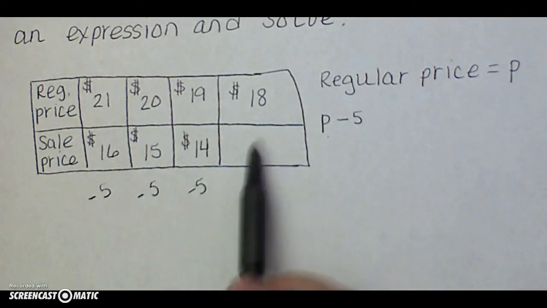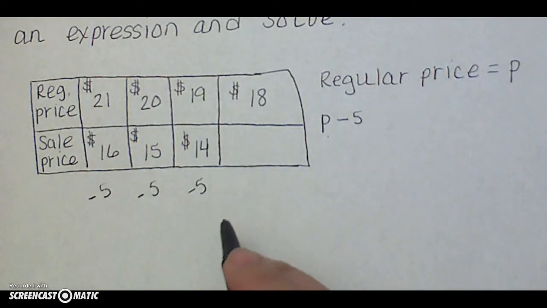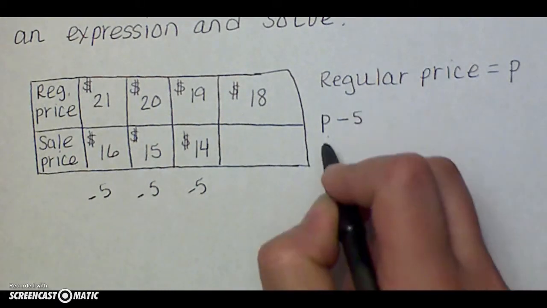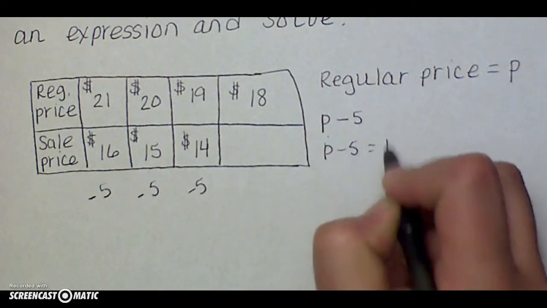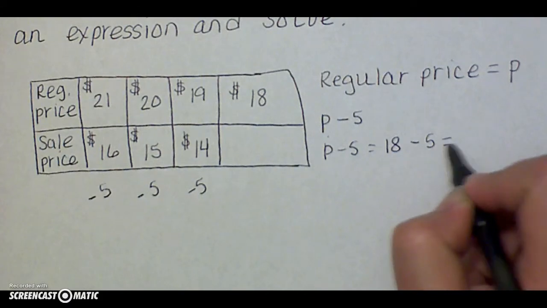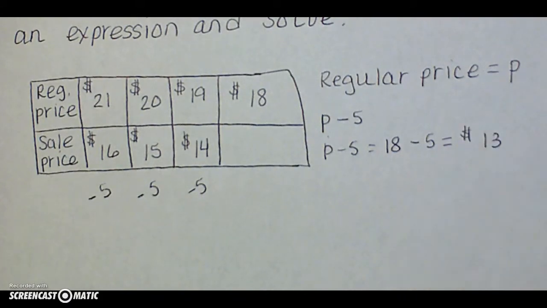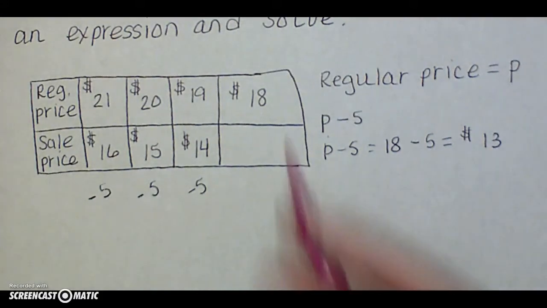So then the next thing I had to do was use that expression, P minus 5, to find my answer for the blank on this table. So if I have P minus 5 equals 18 minus 5, my final answer is 13. And 13 would go in the box here.